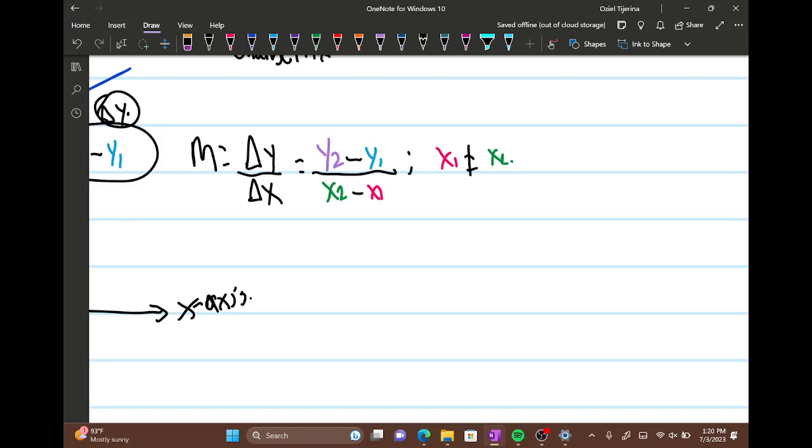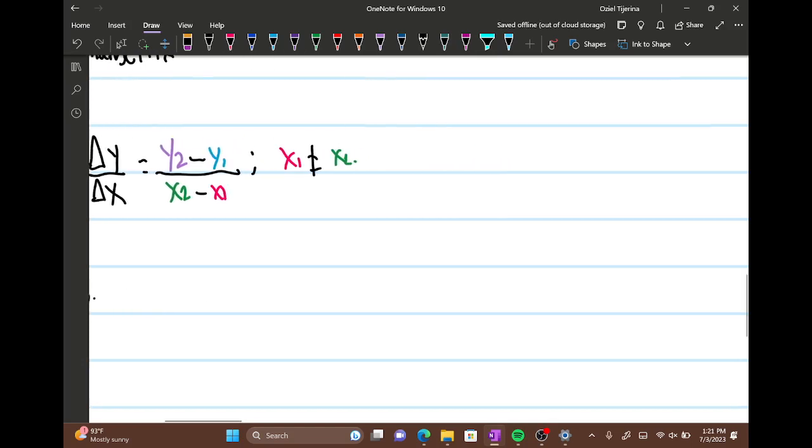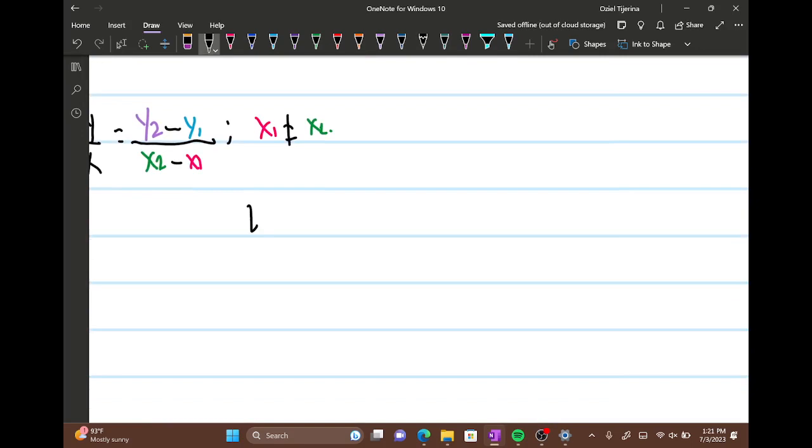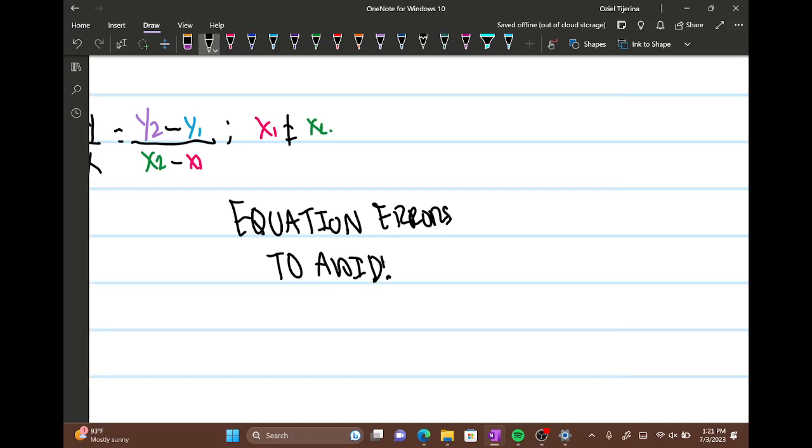One second, guys. And also, these are the common errors about slope, so we want to avoid equation errors. To avoid.